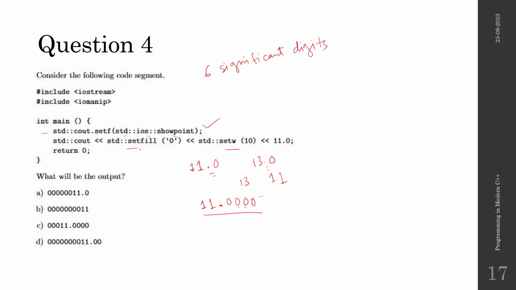Okay, in the next line what we are doing is we are calling std::setfill 0 and std::setw 0. setw stands for set width.